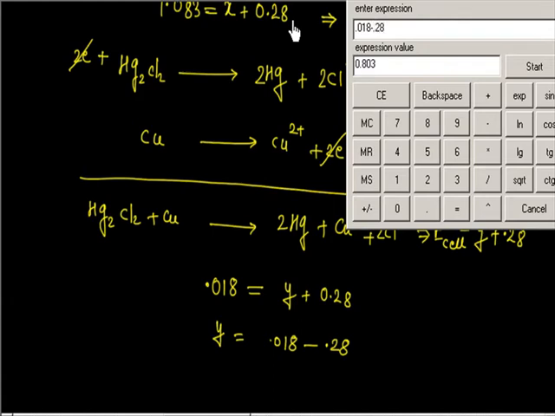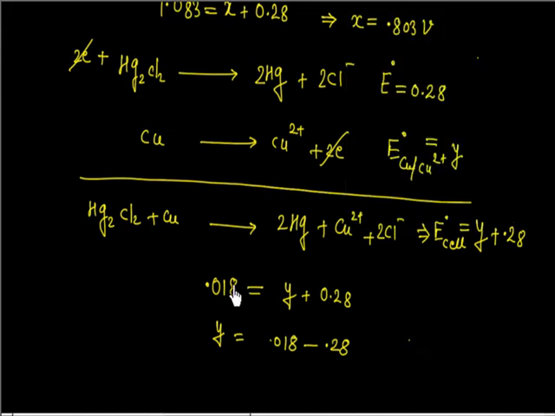This is negative. Let me check, let me write again: 0.018 minus 0.28. I think somewhere there is some mistake. Let us do it again: 0.018 minus 0.28. This value is minus 0.262. So this value is coming out to be minus 0.262.